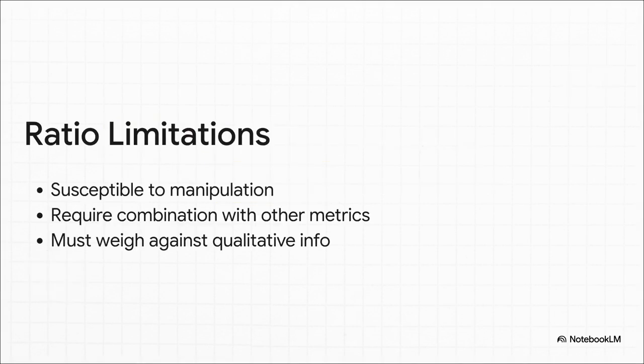We've also got to be realistic about their limits. Let's be real. Companies absolutely can and do manipulate minor variables to make their ratios look pretty right before an earnings report without actually fixing their underlying financial fundamentals. That is exactly why ratios require combination with other metrics, and you always have to weigh them against non-financial information, like management changes, new competitors, or shifts in consumer behavior.